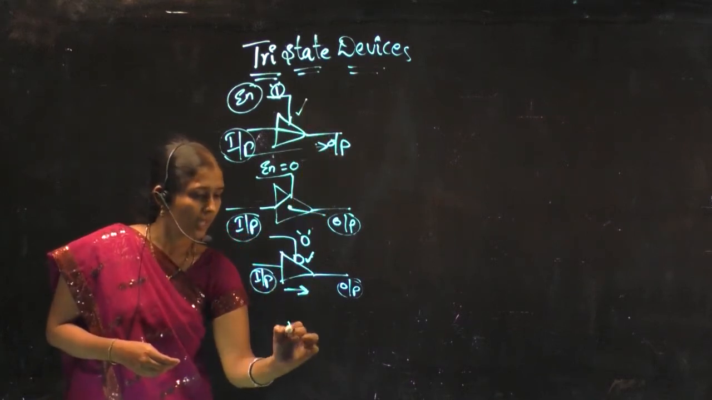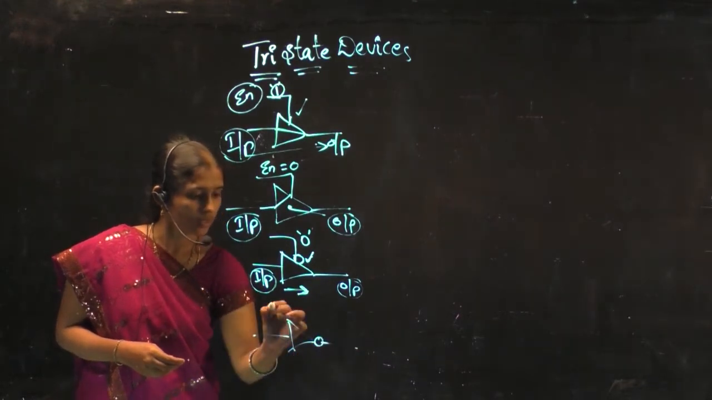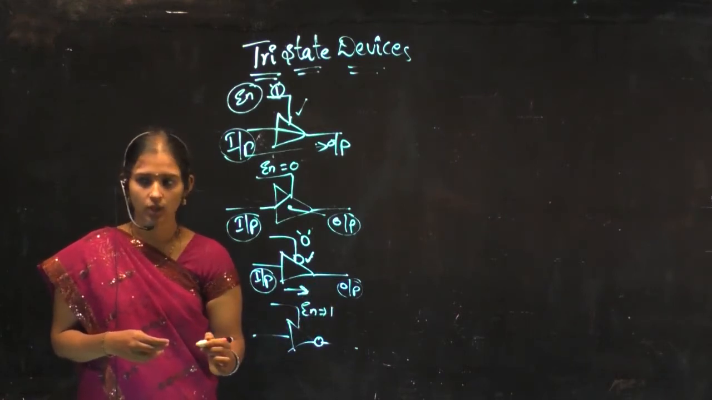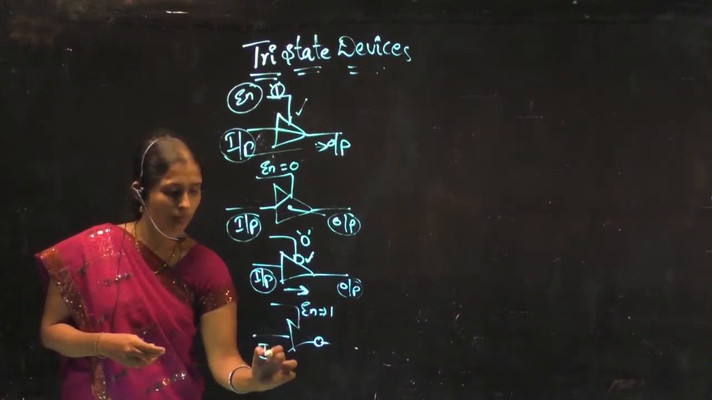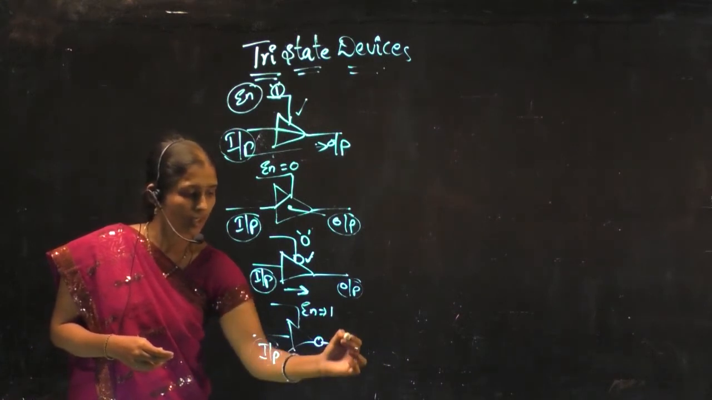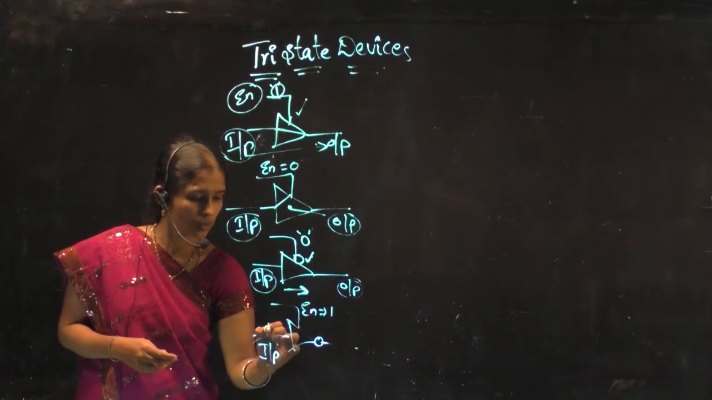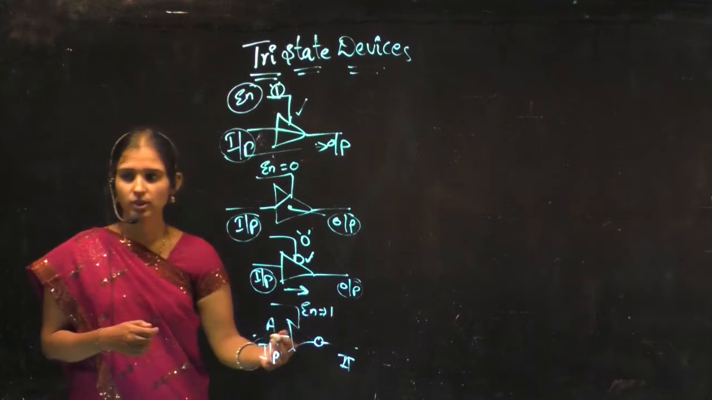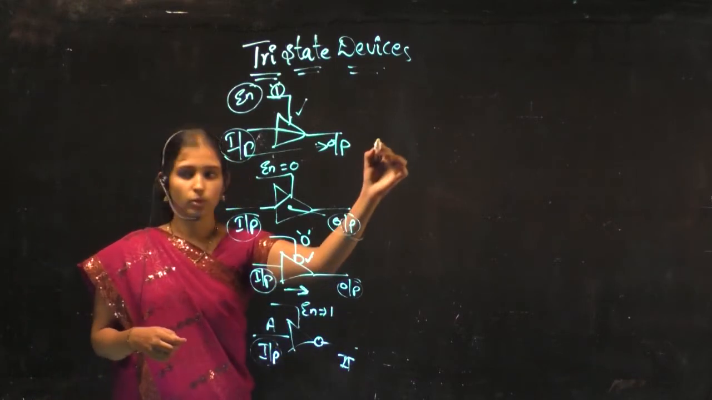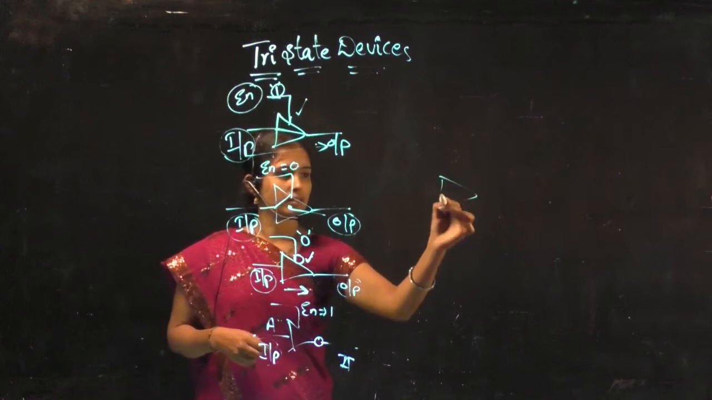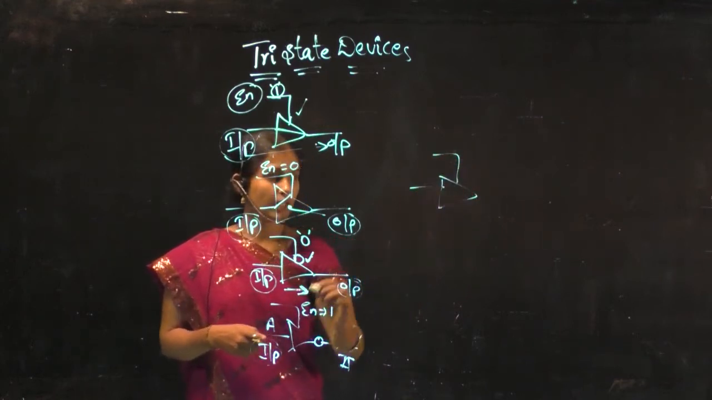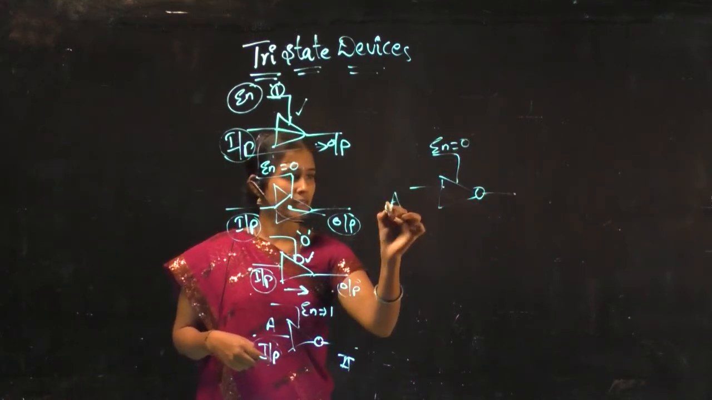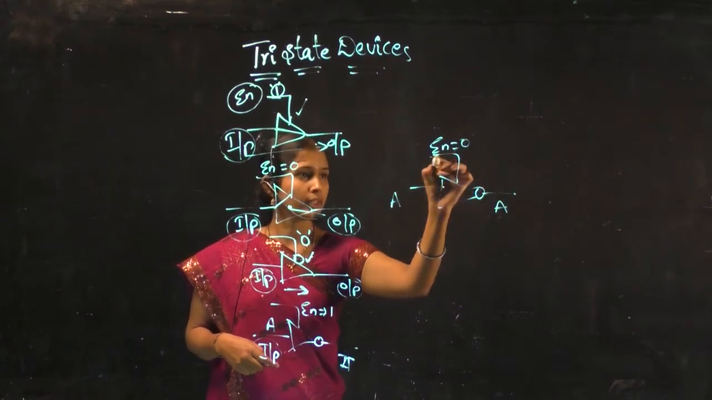Okay, what about the inverting buffer? See here, if this is your enable input, and your enable input is equivalent to 1, whatever your input will be, you get the opposite of that. That means if suppose A is your input, you will get A bar. At the same time, consider if enable input is equivalent to 0, you will not get any state.